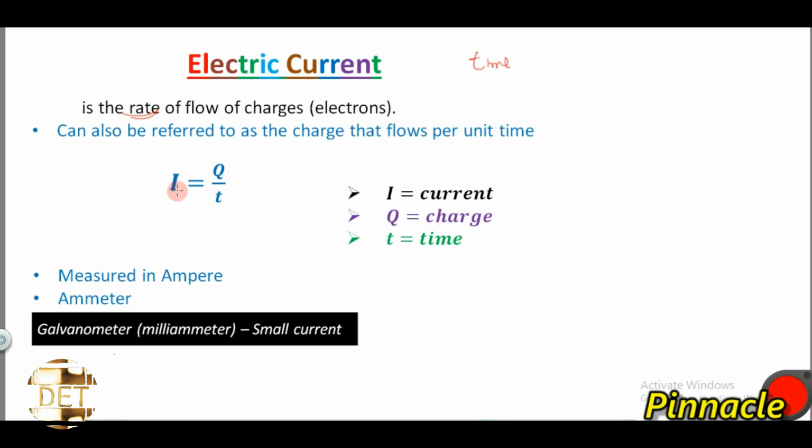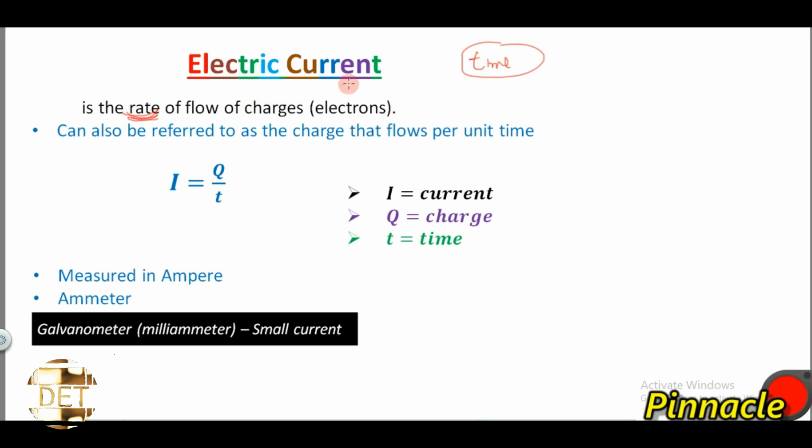So in other words, I is equal to Q all over T, where I is the electric current, Q is the charge, and T is time. So current is equal to charge all over time. If you are asked, what is electric current? Electric current is the rate of flow of charges, charge all over time. Like I said, whenever you hear the word rate, it's simply referring to time.